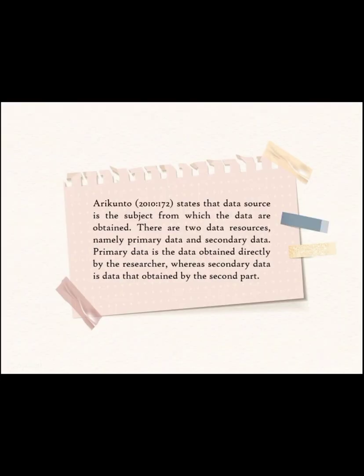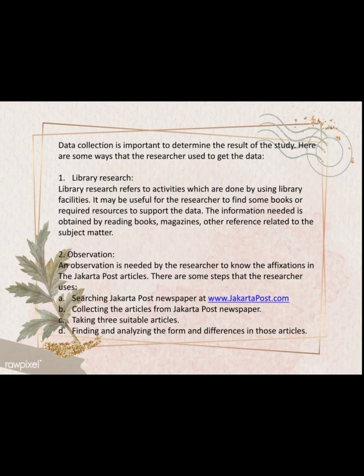Arikunto states that a data source is the subject from which the data are obtained. There are two data sources, namely primary data and secondary data. Primary data is the data obtained directly by the researcher, whereas secondary data is data obtained by a second party. Data collection is important to determine the result of the study. Here are some ways that the researcher used to get the data.